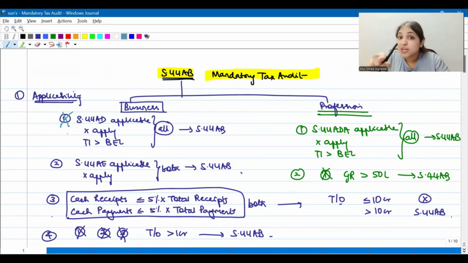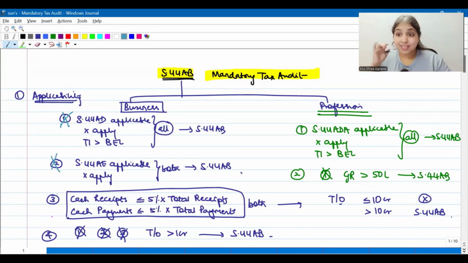Why 44AD is not applicable? Because cash receipt is more than 5% of the turnover, 2 crore limit will apply for turnover, and turnover is more than 2 crore. So therefore 44AD, fourth condition not fulfilled. So 44AD is not applicable. First situation will not apply. 44AE will anyways not apply.